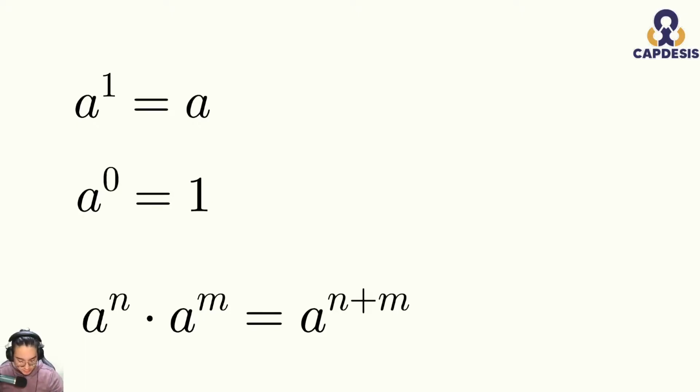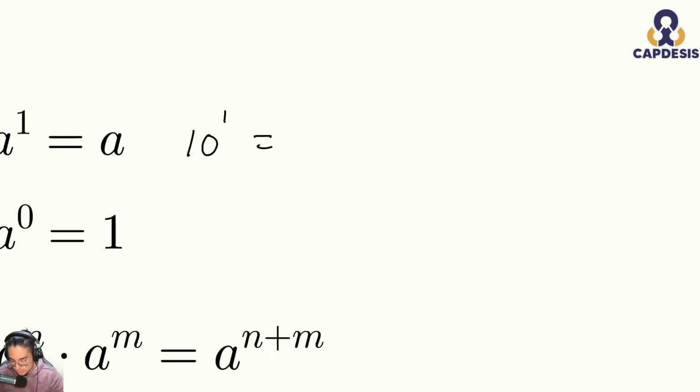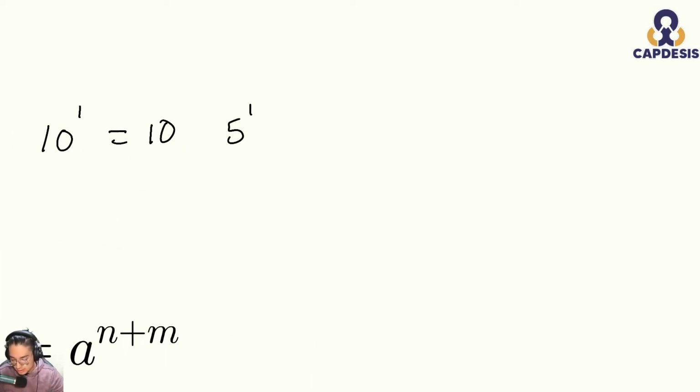In the properties of exponents, we have that a to the 1 is equal to a, which would equal 10 to the 1 is equal to 10, or 5 to the 1 is equal to 5. Any number raised to the exponent 1 is equal to that same number.